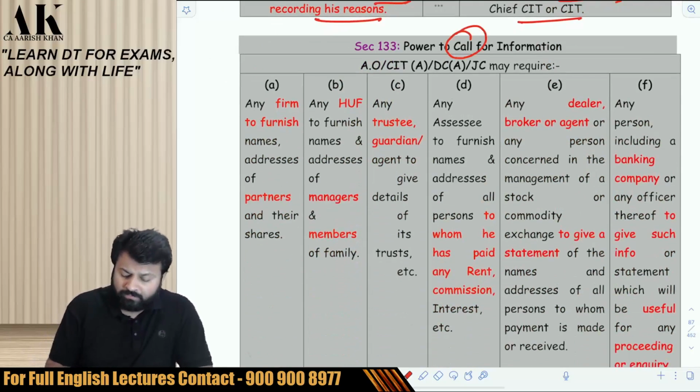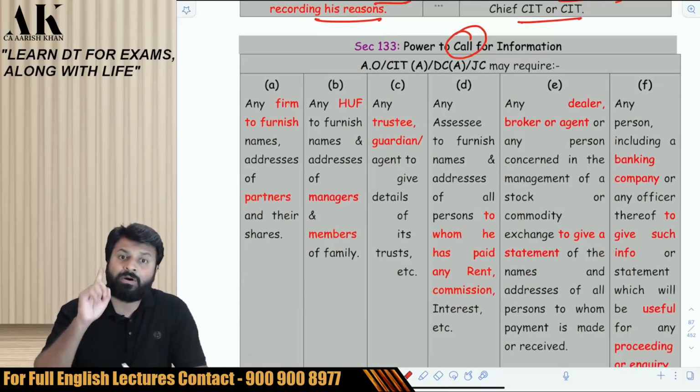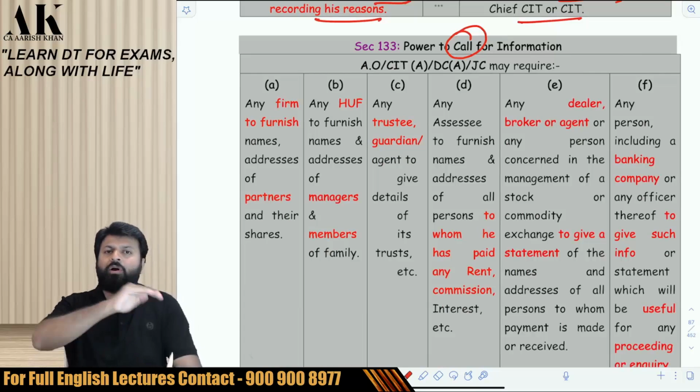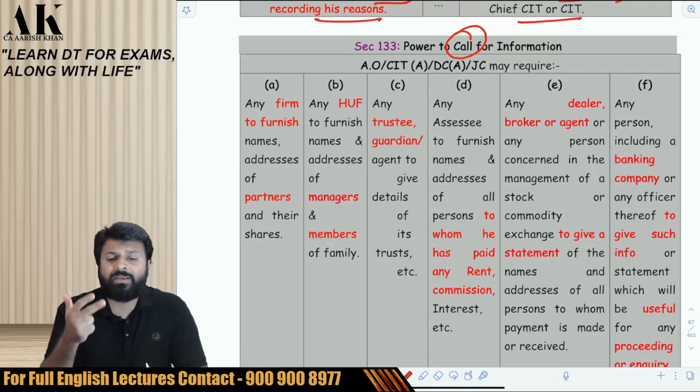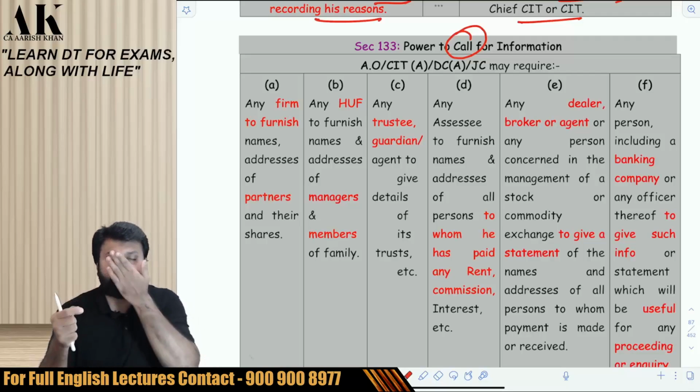This is the power to call for information. The income tax authority has the power to issue you a notice whereby they will call for certain information from you. Now, who will have the power? The power is given to the assessing officer, CIT appeal, deputy commissioner appeal, and joint commissioner. These are the 4 authorities who have been given the power to issue a notice to call for certain information.